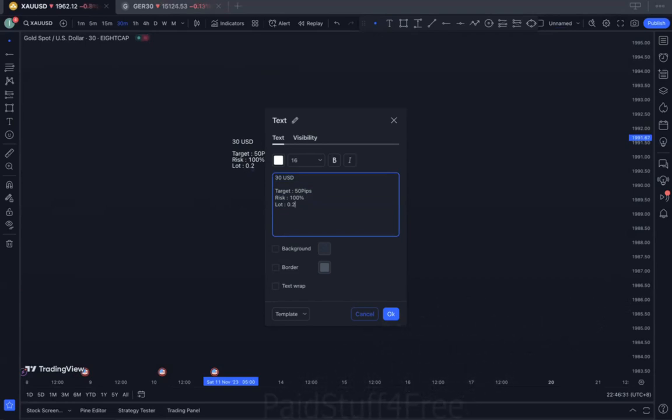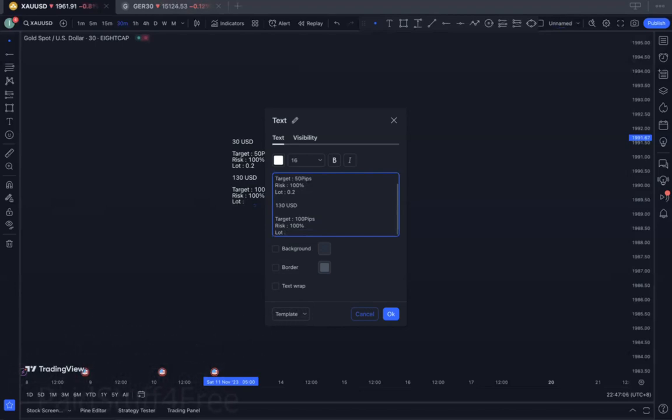Like I said just now, your target is going to be 50 pips, right? If you put 0.2 and catch about 50 pips, you're going to get like $100. Yes. So your balance is going to be like 130 USD. So do it again. Second target is going to be 100 pips, and the risk is still 100%. Calculate the lot size for me.